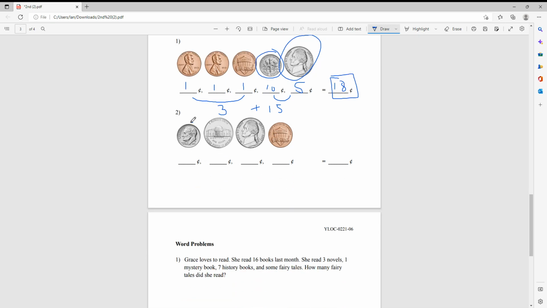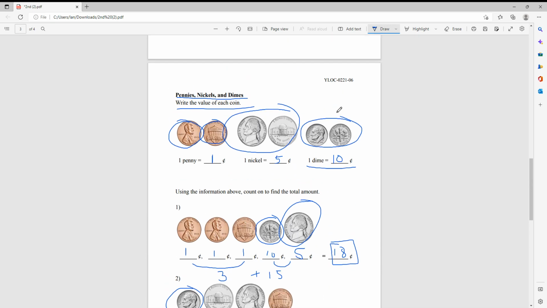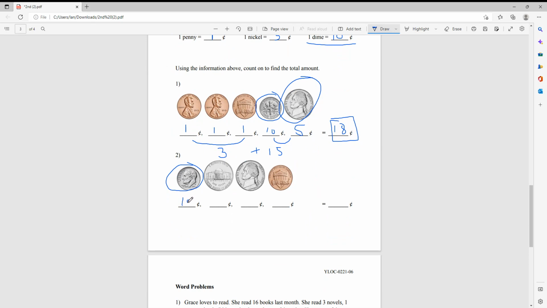So number 2, we have the smallest one here, which we know is a dime, as we can see back up here, so it's 10 cents. We have 2 of the biggest ones, which we both know are nickels, so we write 5 here and 5 here. And then the copper small coin is the 1 cent. So just like the one before, we're just going to do these separately.